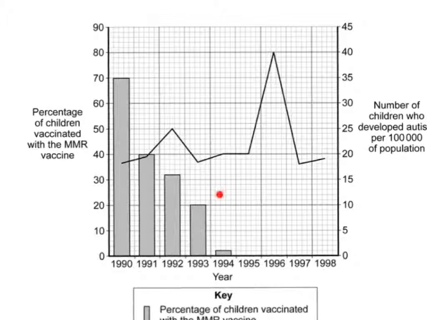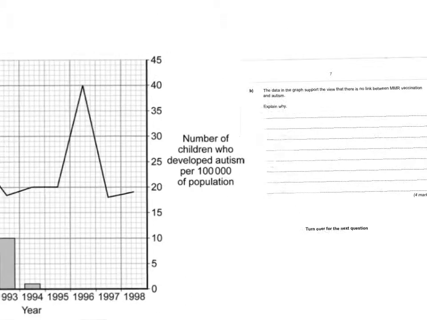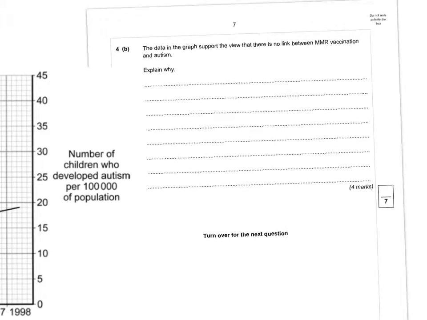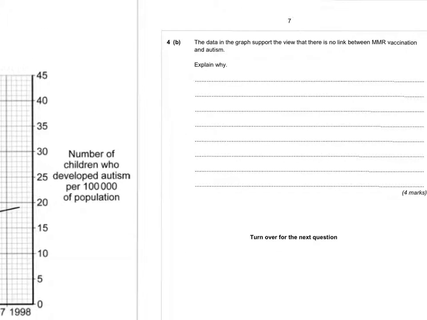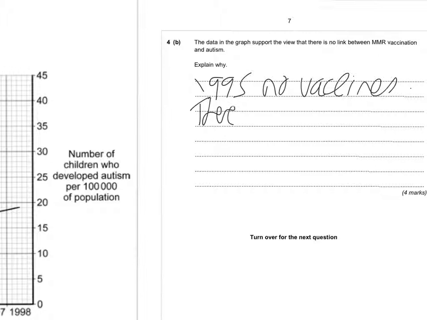So first marks then you can get for pointing out that in 1995 there's no vaccines. And there's also no link with developing autism.